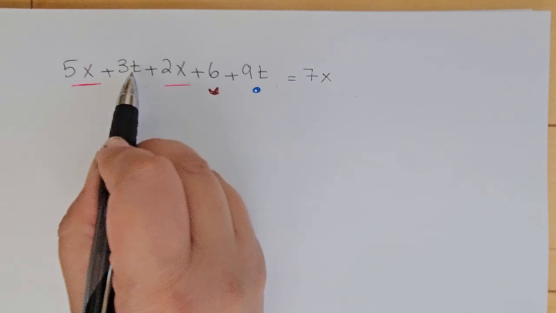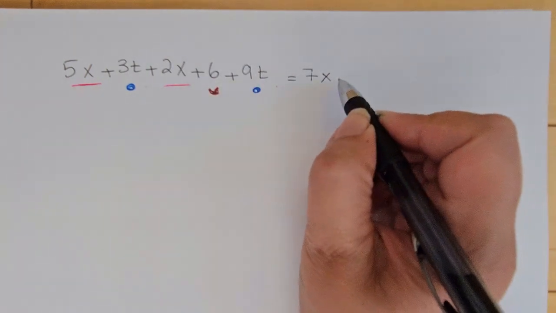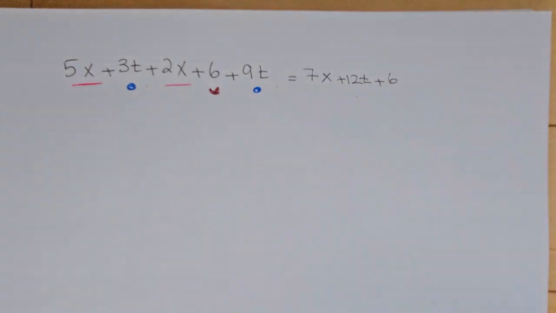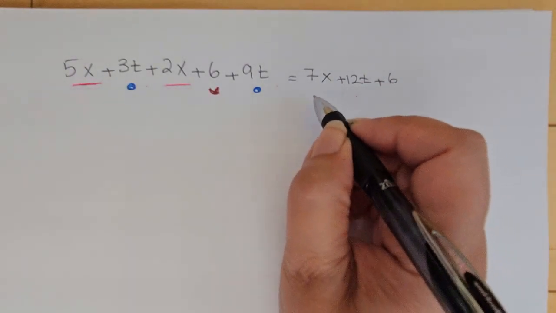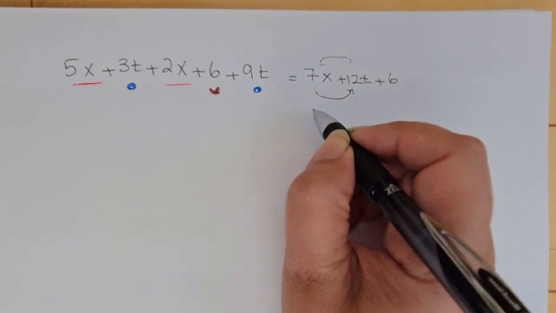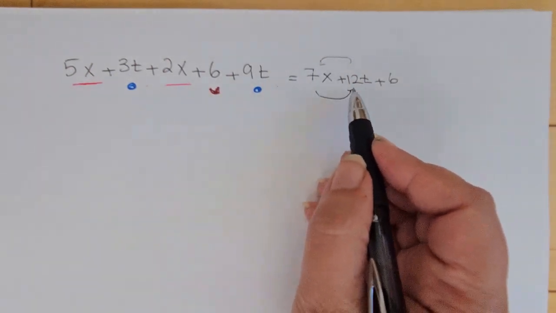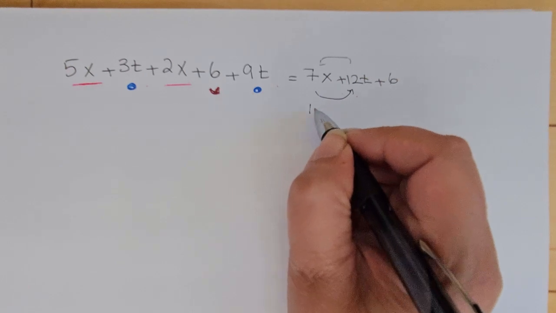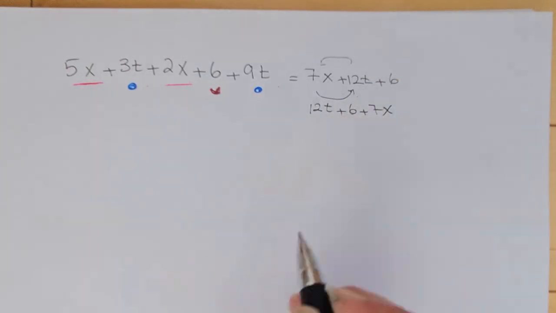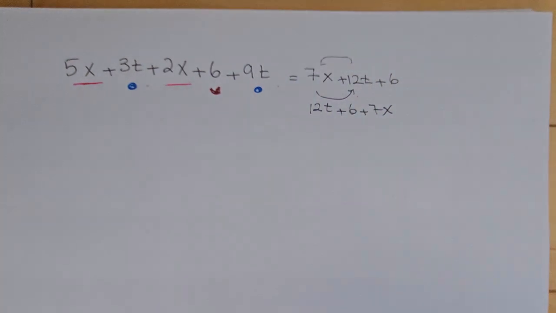3 times t, 9 times t, it's 12t plus 6. This is the answer. Okay, some of you might ask, can I change the order? Instead of writing 7x plus 12t plus 6, some of you might prefer to write 12t plus 6 plus 7x. That's okay. There is no issue with that.